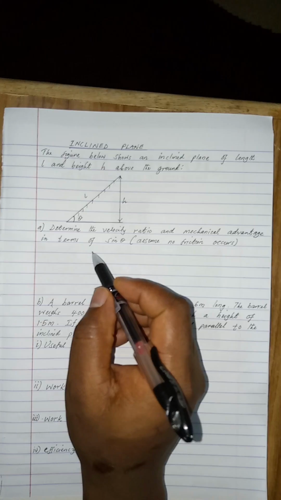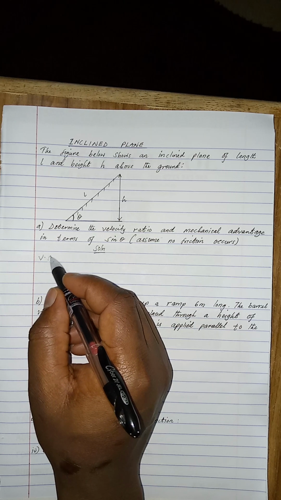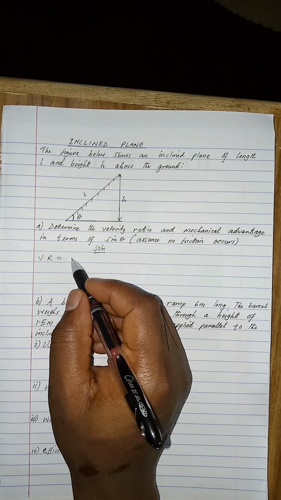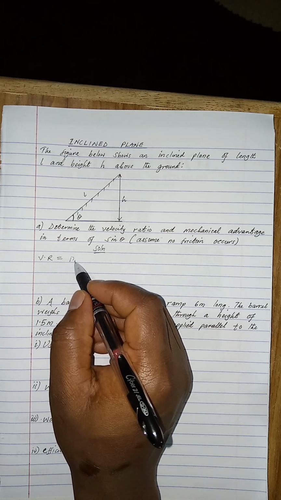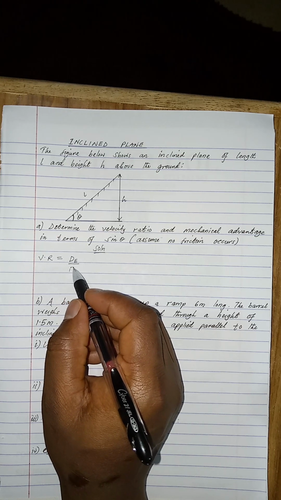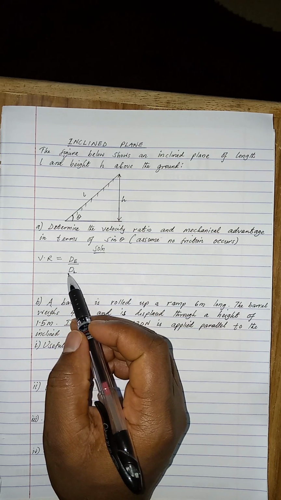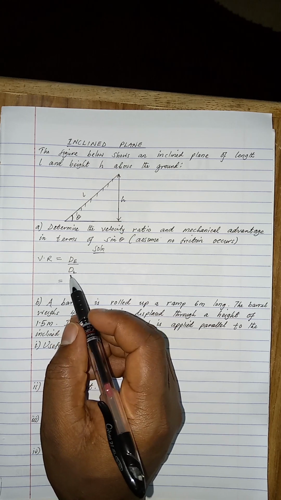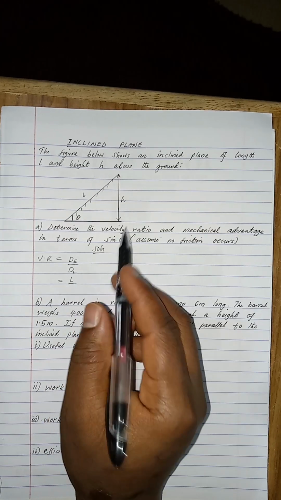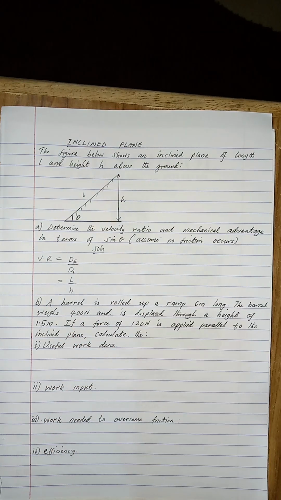We know that velocity ratio, which we normally denote as VR, equals effort distance over load distance. But in this case, our effort distance is L. You can say L over load distance. The load is moved from here to here, which is given by h.